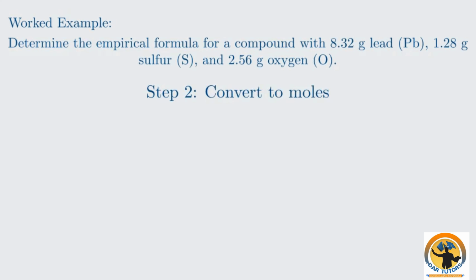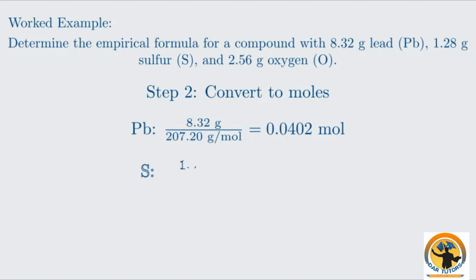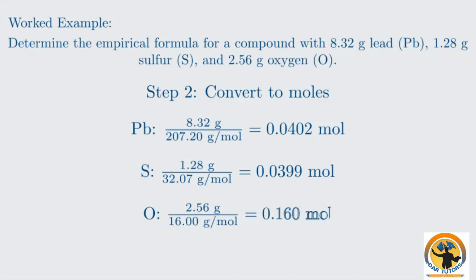First, convert each to moles. Lead, 8.32 divided by its molar mass, 207.2 g/mol, gives 0.0402 moles. Sulfur, 1.28 divided by 32.07 gives 0.0399 moles. Oxygen, 2.56 divided by 16 gives 0.160 moles.